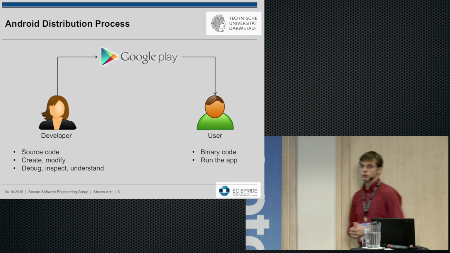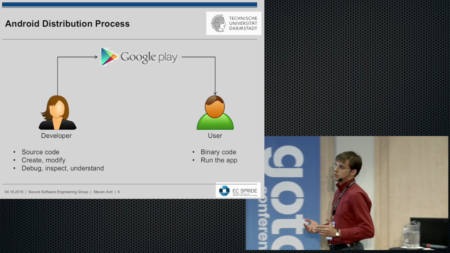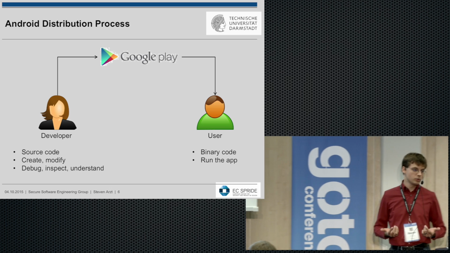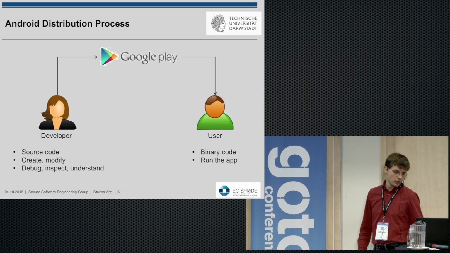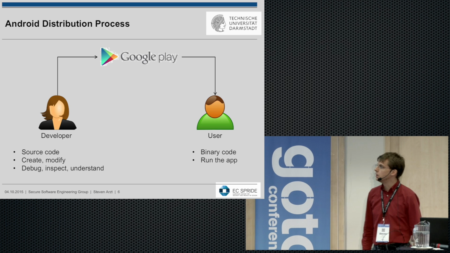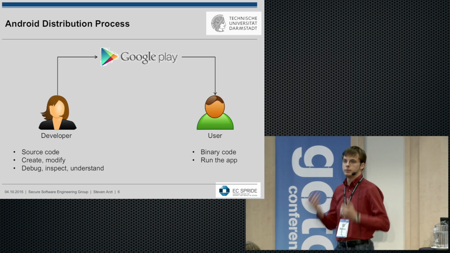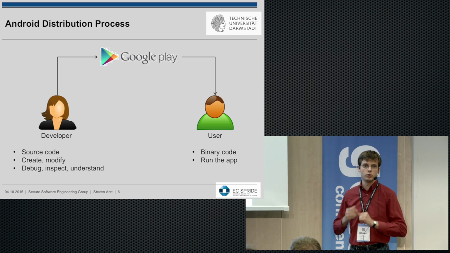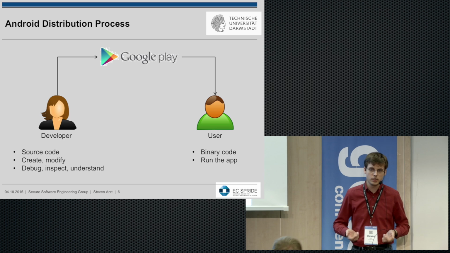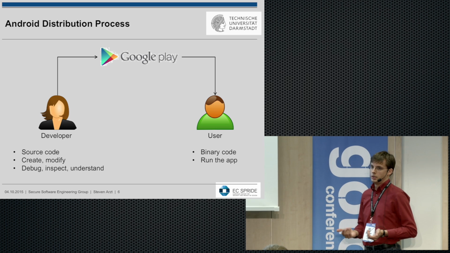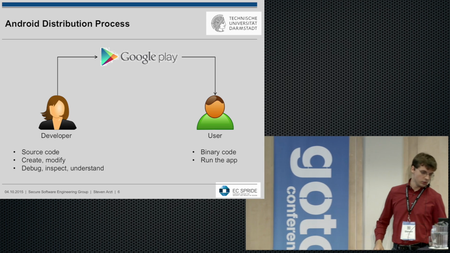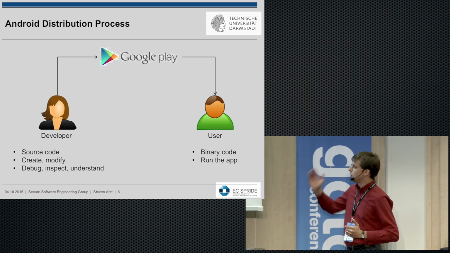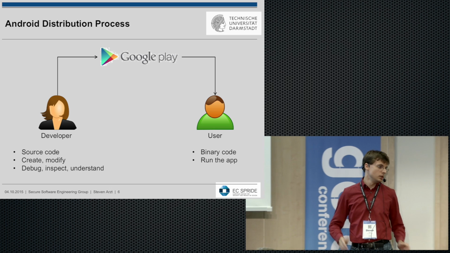So normally when you think about publishing apps on the Play Store, you have a certain model in mind. This model consists of a developer and a user. And usually your idea is that you as a developer, you're the one in power. You have the mighty source code. This means that you can create the app, you can modify it, you can reason about the app, and you're the only one. And the user on the other side just gets the binary code. So all he can do is run the app and nothing else.